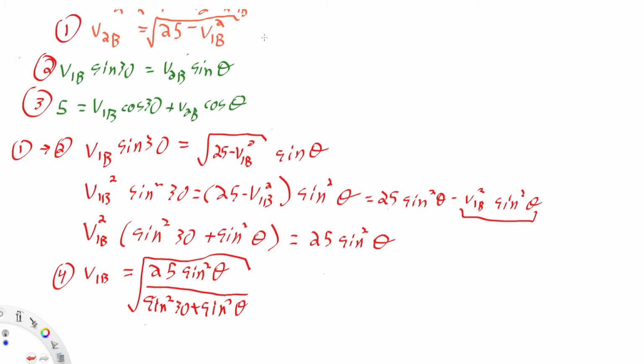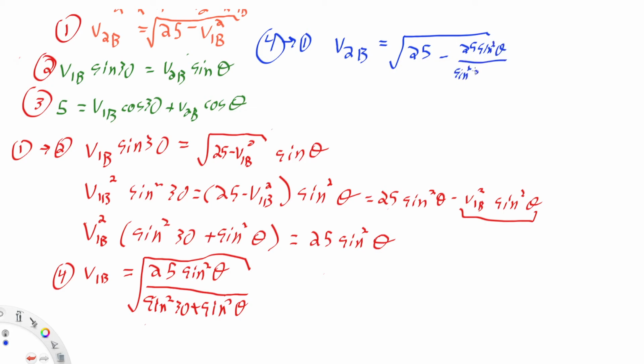So yeah, we could totally take 4, plug it into 1. Oh, horrible. It's not horrible. Let's not exaggerate. Come now. v2b equals square root of 25 minus 25 sine squared theta over sine squared 30 plus sine squared theta.